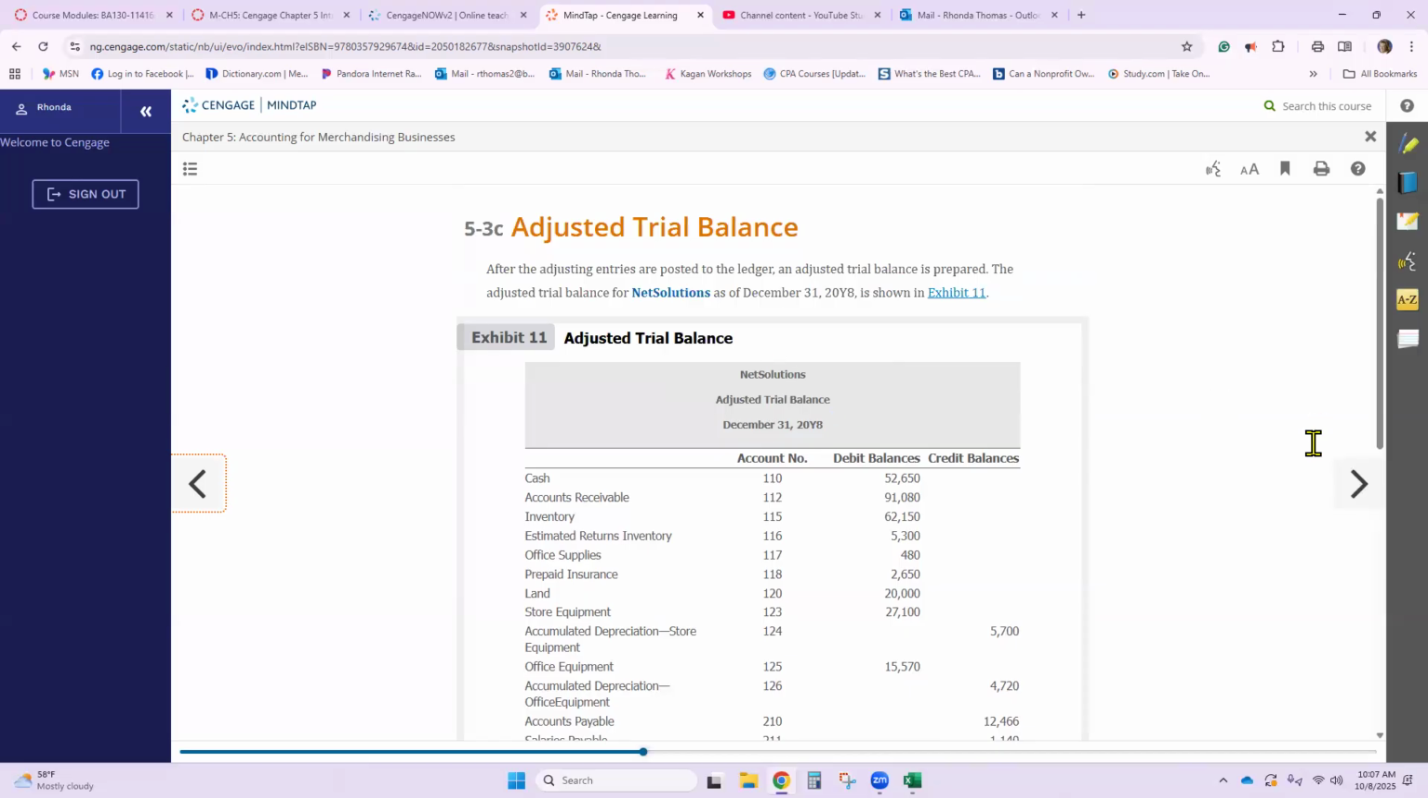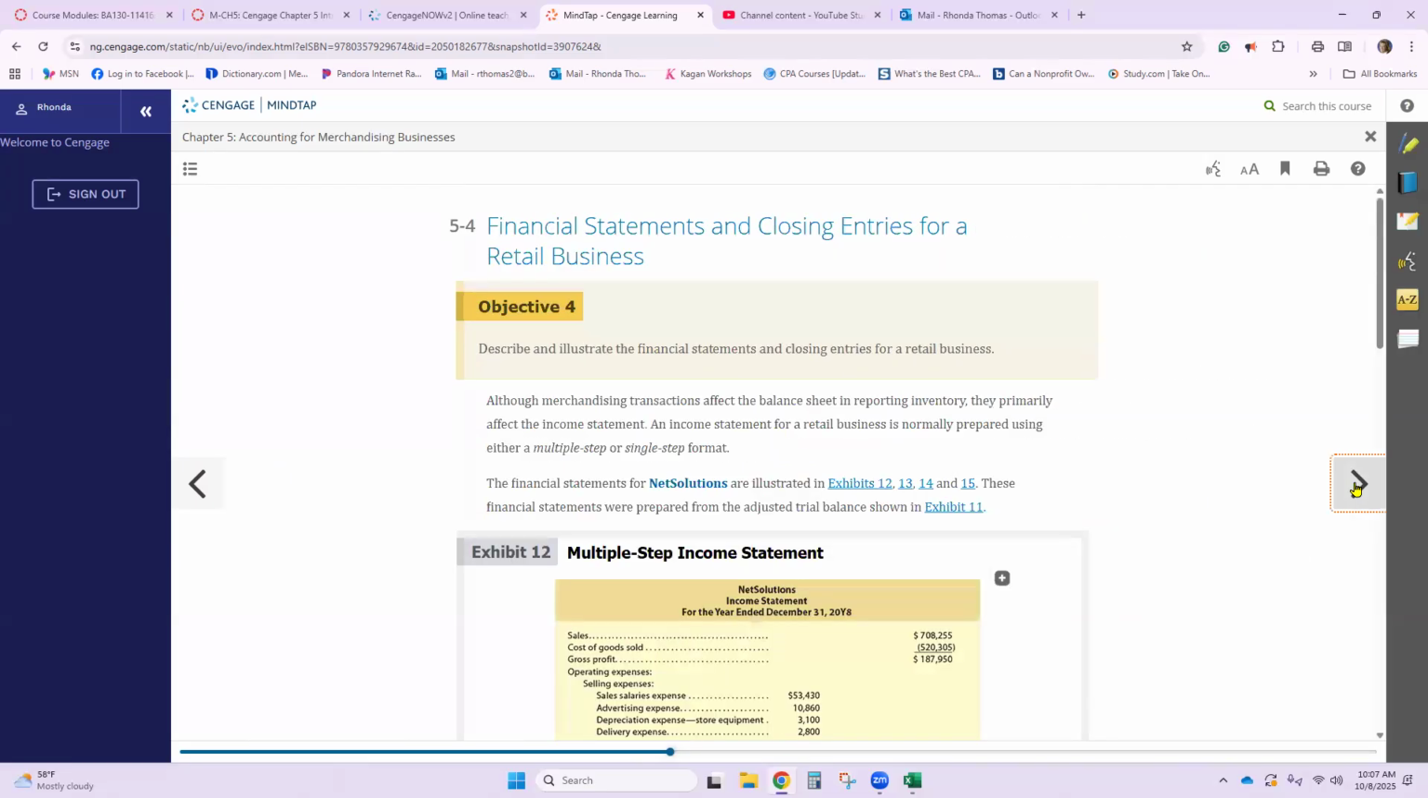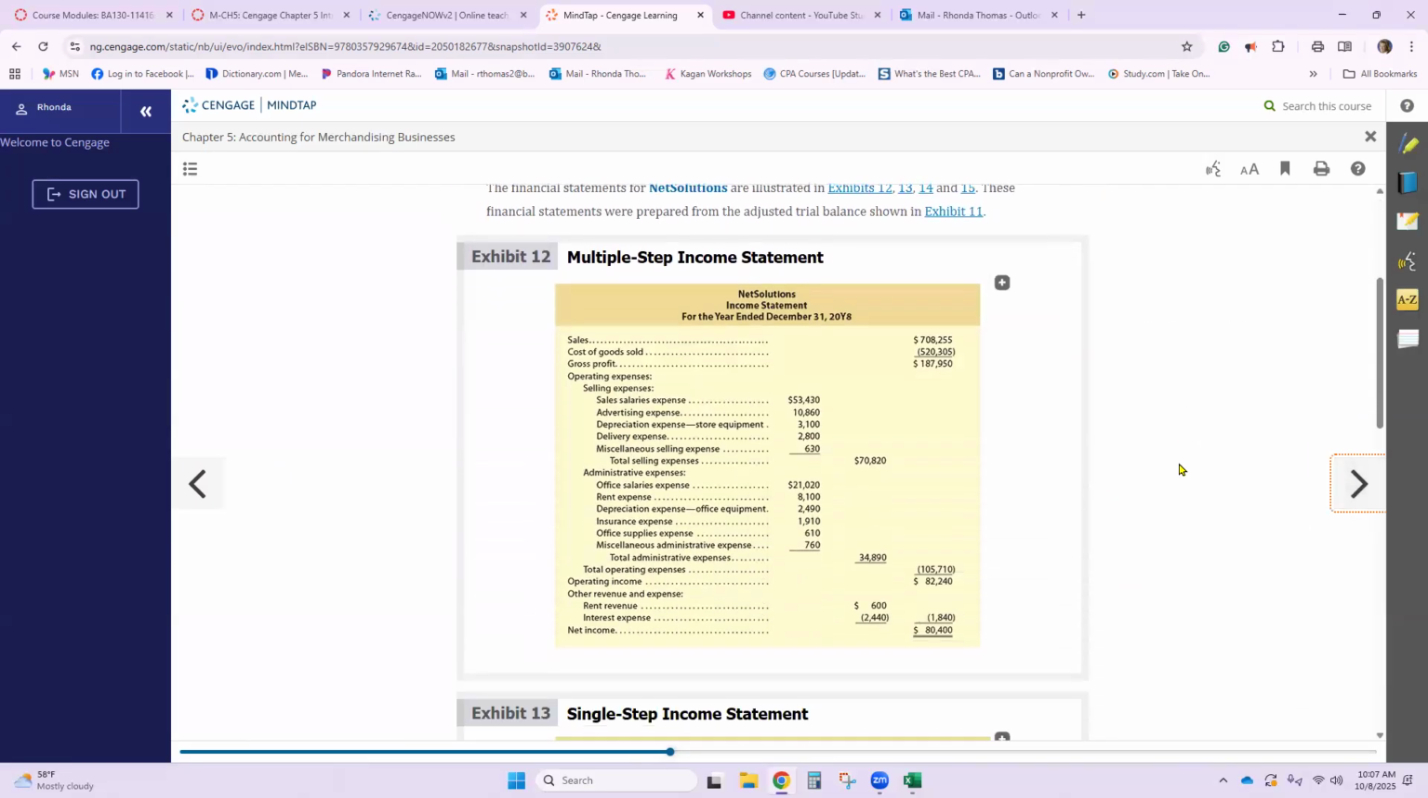Net Solutions, we're with the same company as we look at this. So Net Solutions, here is what the new multi-step income statement looks like. Please note, it is still for a period of time, just like before, but it's much more expanded than what we've done in the past because we have product. Okay, product makes all accounting more complicated and needs to be more detailed.